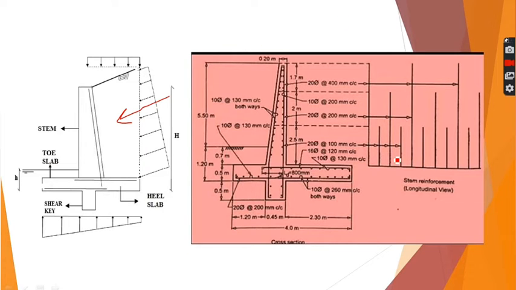This is a sample example of the detailing of a cantilever retaining wall showing the reinforcement in the stem, heel slab and toe slab. This is the cross section and this is the L section of the wall showing the vertical reinforcement. The main reinforcement in the stem is the vertical reinforcement, as you can see, and these dots are showing the lateral horizontal reinforcement in the cantilever retaining walls. We will be discussing this when we study the design of retaining walls later on.